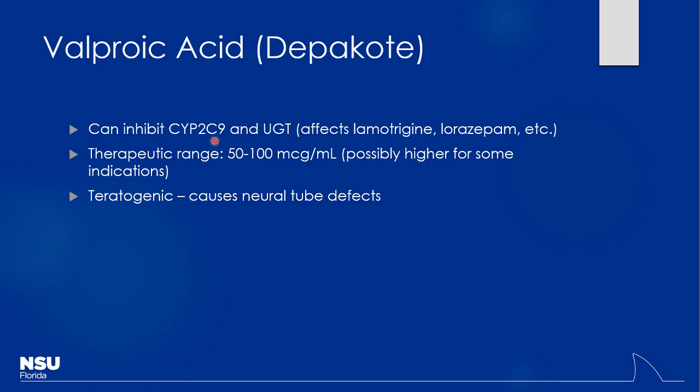Okay, this is a big one. It causes neural tube defects. So this is one of the big ones I mentioned that are severely teratogenic. You really want to make sure your patients are not getting pregnant while they're on valproic acid, or if they want to become pregnant, they need to find an alternative medication, because this will cause some big issues for that patient, right?